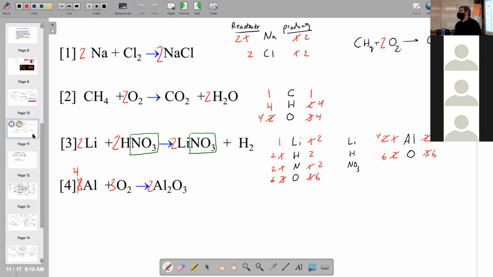The more you do, the better you get. And you're going to be balancing equations most days in this course. That's one of the fundamental things you've got to always do. There's no getting around it.